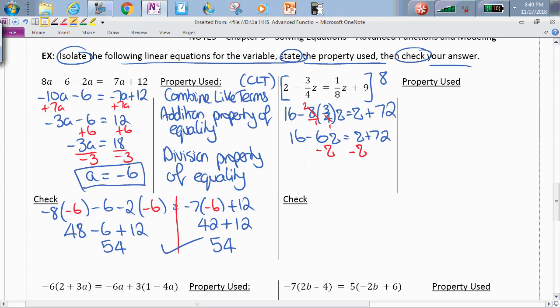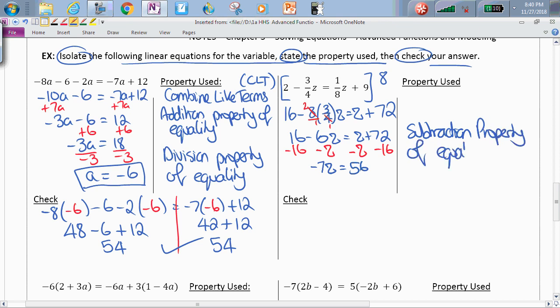And I will have negative 7z, and I'm going to move this 16 over, so I'm going to subtract 16 from this side as well. 72 minus 16 gives me 56. So that was the subtraction property of equality. And then divide both sides by negative 7. And that gives us z equals negative 8.